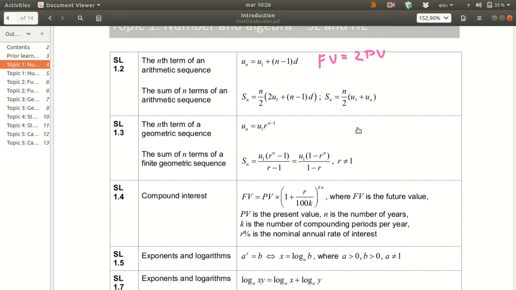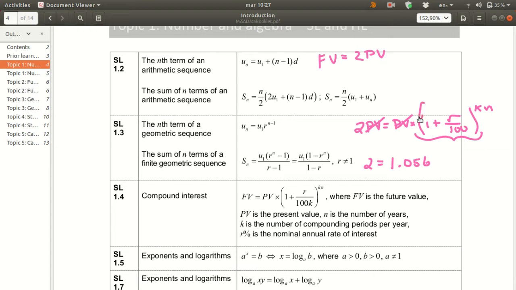So I'm going to have 2 times the present value is equal to the present value times (1 + r/100k)^(kn). Okay? So I'm going to rewrite it again. First of all, we can cancel the present values because they're being multiplied, right? So if I divide everything by present value, it cancels. So I'm going to have 2 is equal to, and then this part, remember, is part A, which is 1.056, okay?